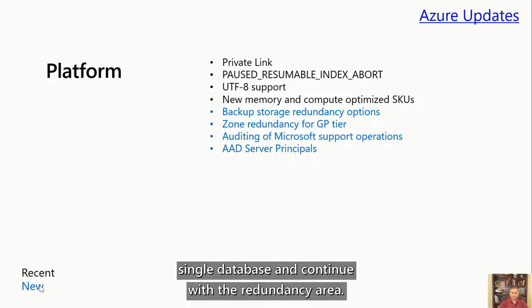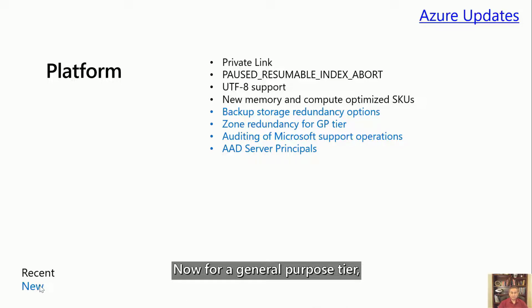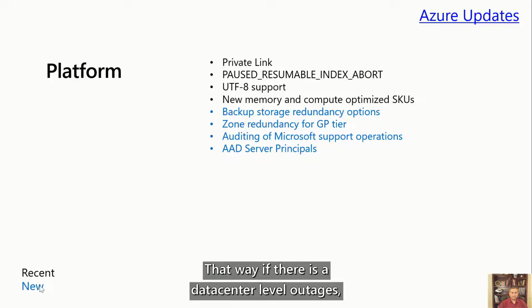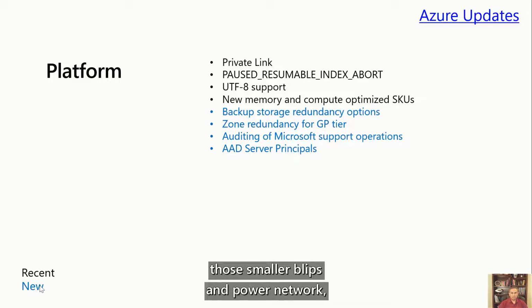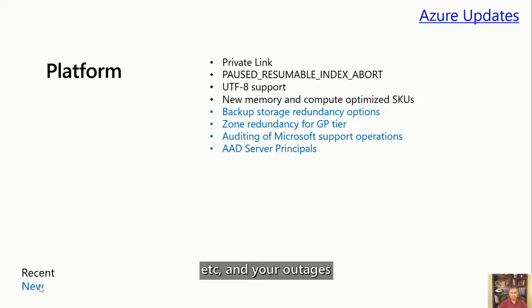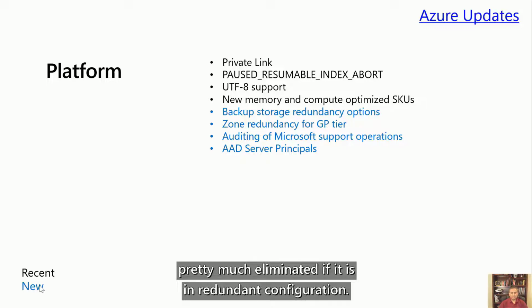And continuing with the redundancy area, now for the general purpose tier also, you can deploy the instance in the zone redundant configuration. That way, if there's a data center level outage, your instance is immune to some of those smaller blips in power, network, etc. And your outages are pretty much eliminated if it is in the zone redundant configuration.